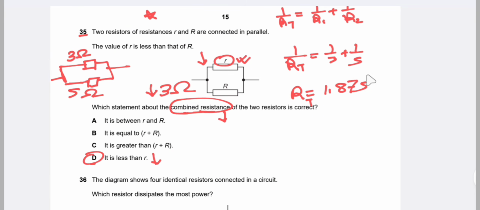So here we can see that the combined resistance, that is 1.875 ohm, is less than the least resistance, that is 3 ohm. So here it is less than R. You have to remember that the combined resistance is always less than the least resistance. And this is for parallel combination.